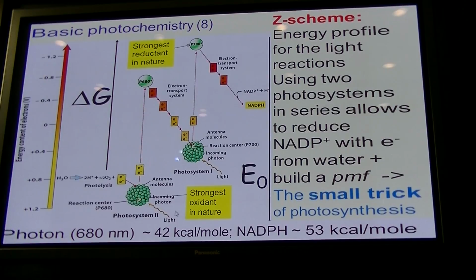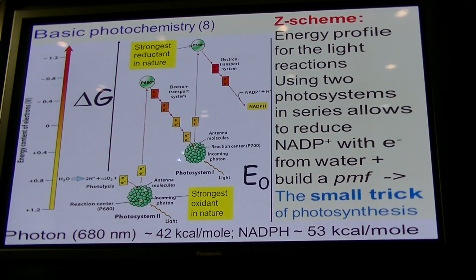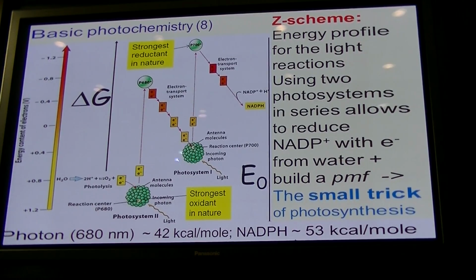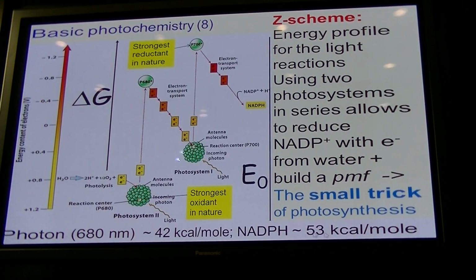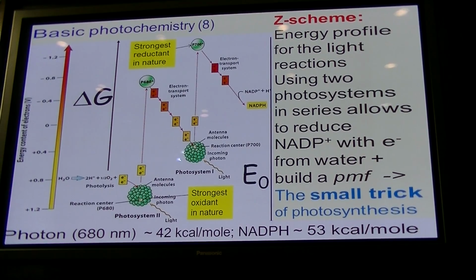So a photon has something like 42 kilocalories per mole. That's the photons that are absorbed by the chlorophylls in the reaction centers. To form NADPH, that's roughly 53 kilocalories per mole. 42 is not enough. We need 2 reaction centers. You can boost the energy level of the electron twice, and you have enough energy to reduce NADP+. Are we good?